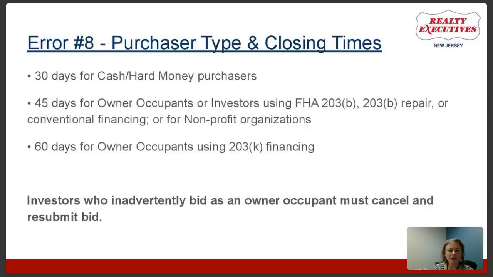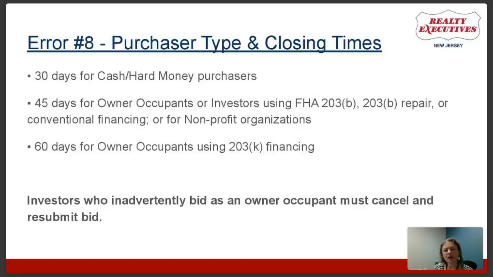If the purchaser is borrowing either with an FHA 203B, 203B repair, or conventional financing, or if the purchaser is a nonprofit organization, the closing has to happen within 45 days, whether it is owner-occupants or investors. If the buyer is using the 203K financing, which is a renovation loan, then the closing is for 60 days. Now, these closing dates and times are time of the essence.